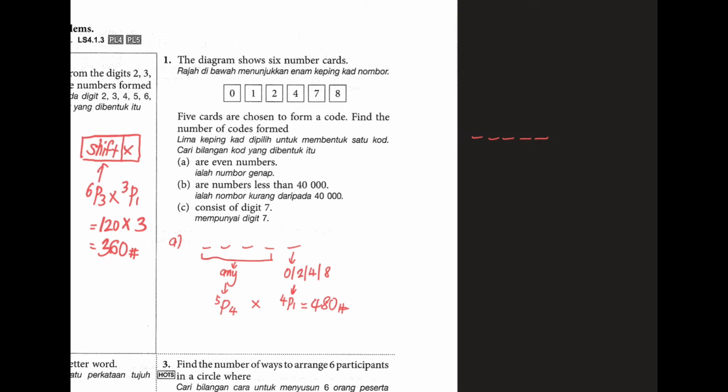Okay, now let's continue. Part B. Number less than 40,000. Okay, so to be less than 40,000, at the meantime it's 4 digits. Sorry, 5 digits. Okay, so let's say I do it here. Part B.